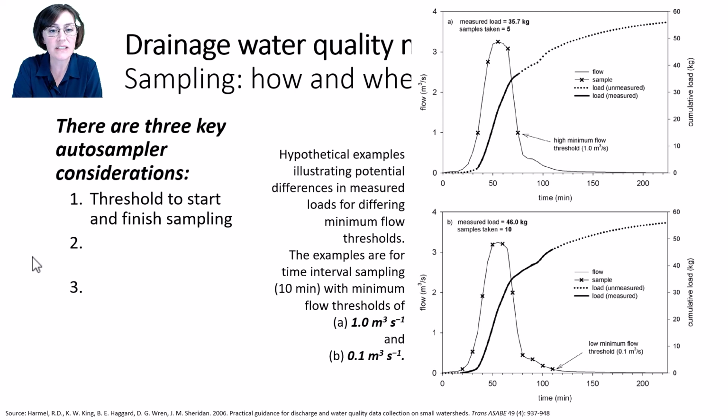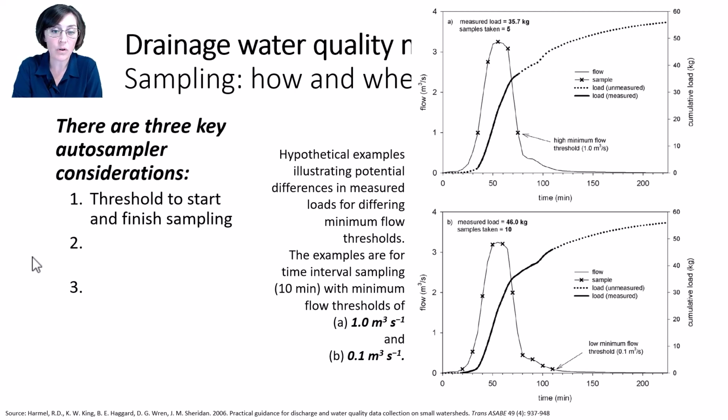The graphs show two hypothetical loads that would result from your data collection if you set the autosampler to start collecting samples at 1 cubic meter per second in the top graph or at 0.1 cubic meters per second in the bottom graph. The samples are collected at a 10-minute increment in both graphs, so the only difference is when the autosampler kicks on. You'll notice more samples are collected in the bottom graph, which provides better sampling coverage of the hydrograph because the autosampler in that case kicks on earlier and runs longer.